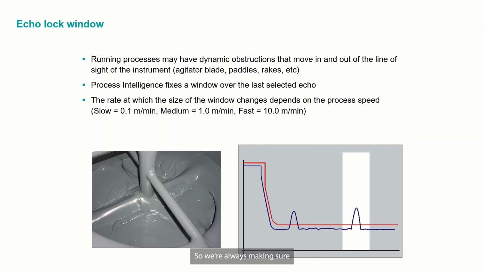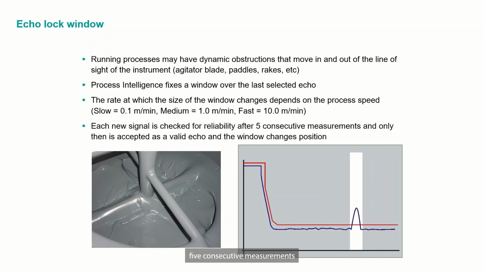So we're always making sure that we're looking for a change in material, but we want to be confident about that change. So we're not going to jump right to a different echo. We're going to open or widen our gaze and begin evaluating more of the application. And again, depending on your process speed, whether it's slow, medium, or fast, will depend on how quickly this window opens up. But only after 5 consecutive measurements with that new echo in the window will we jump and change to that new echo as a potentially true material reflection.